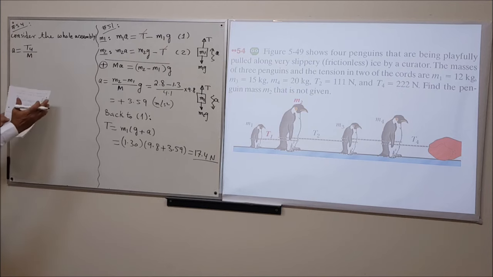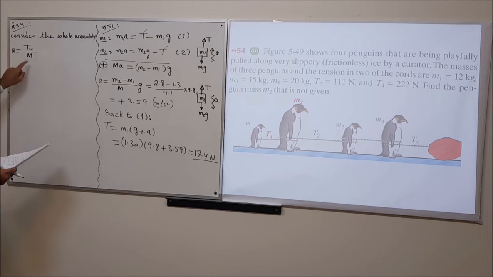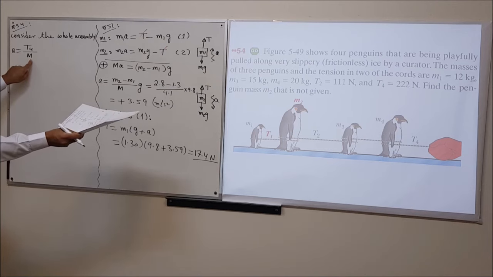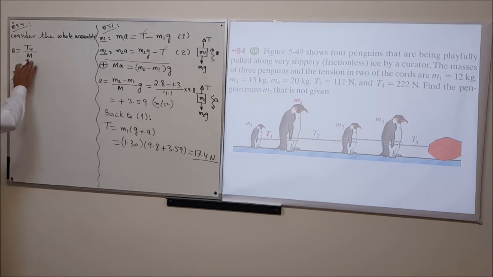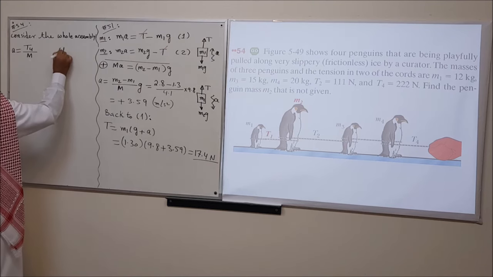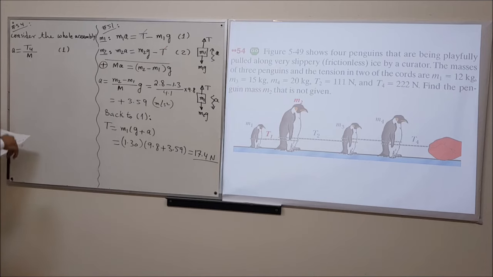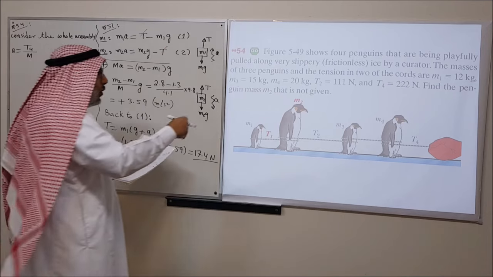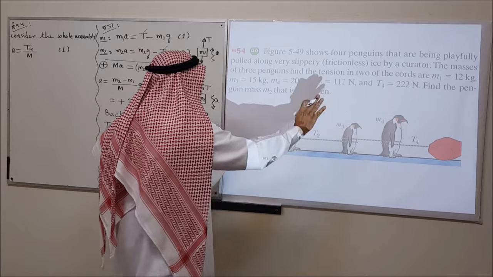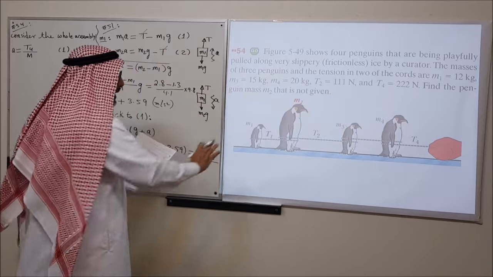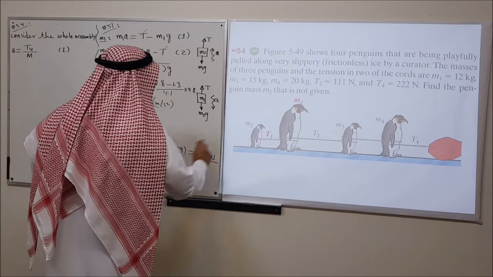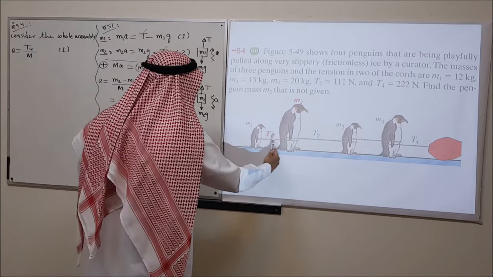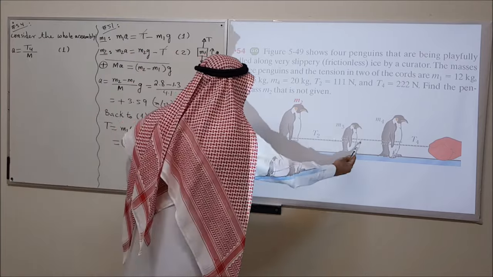Just take all the penguins as one object of mass capital M, and that object is being pulled by the hand with a force equal to T4. This is the total mass again. So here is our equation one. Now let's go through them one by one until we get what we want and stop. Let's start from this one because this is the easiest. There is only one tension here. For this one, two tensions. For this one, two tensions.